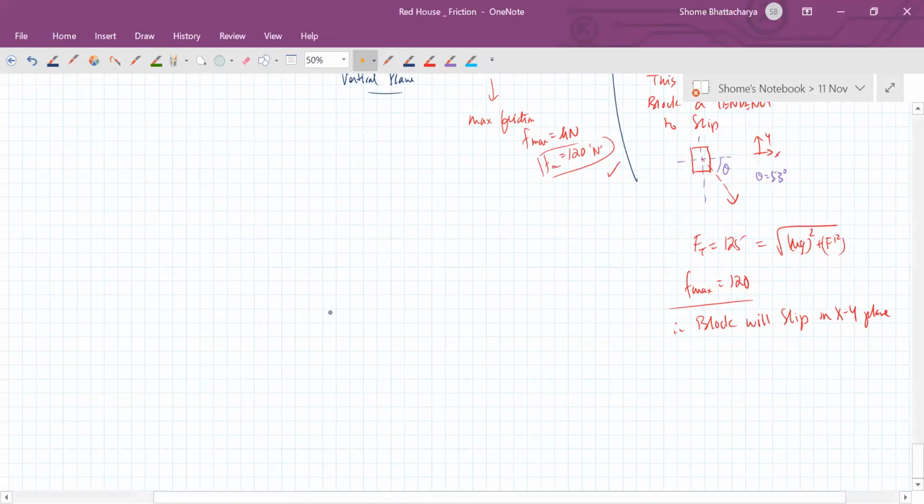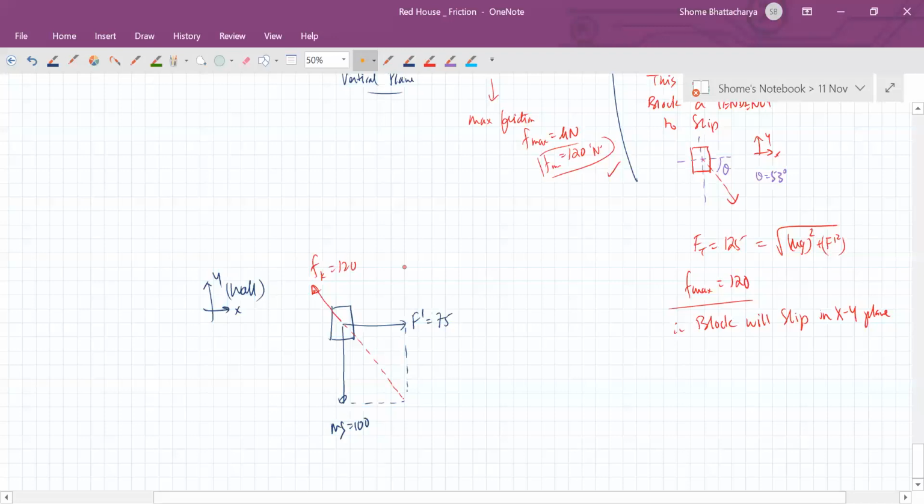So for that, let us come back to the free body diagram in the xy plane, in the plane of the wall. This is the wall surface. In that, f prime was like this, 75, mg was like this, 100. So their vector sum would have been in this direction, 125. Now friction will act opposite to that. Had this friction been equal to 125, then acceleration would have been 0. But this is only 120.